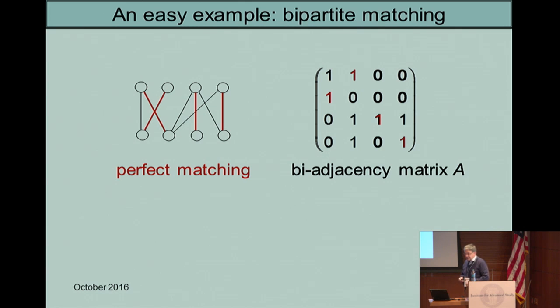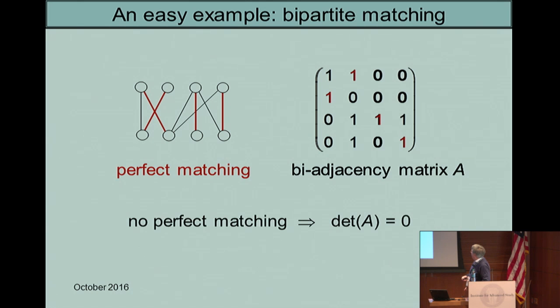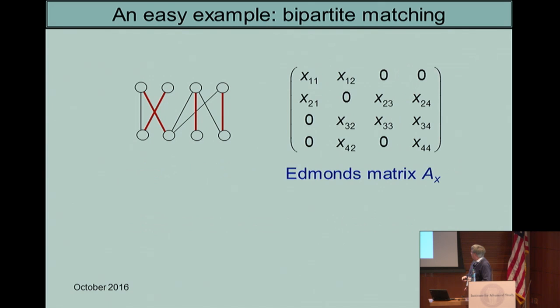We have already seen this in Shafi's talk, I think, yesterday. And it means that if there is no perfect matching, then the determinant is necessarily zero. But the determinant could be zero even if there is a perfect matching, because of cancellations. And there's this trick which is attributed to Edmonds, or he did this. It's called the Edmonds matrix.